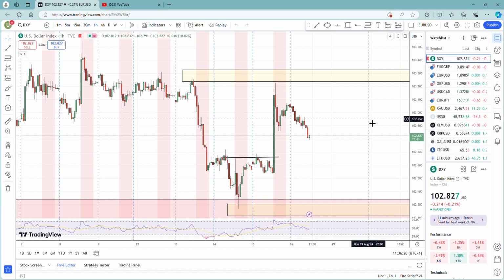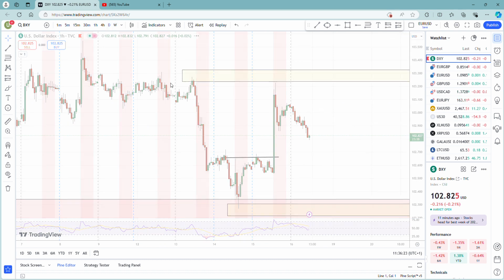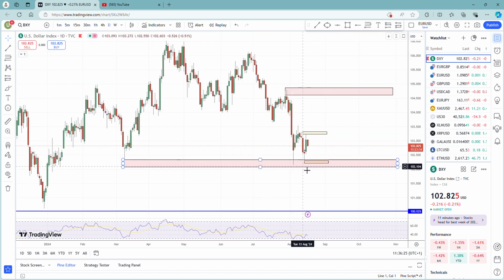Let's get started on the DXY. So if you start on the daily time frame, you can see price was at the support this week. It's rejected it, it's formed a double bottom. And yesterday it was a bullish candlestick, so we were buying. However, today it's a red candlestick, it's bearish, indicates that it's going down today.